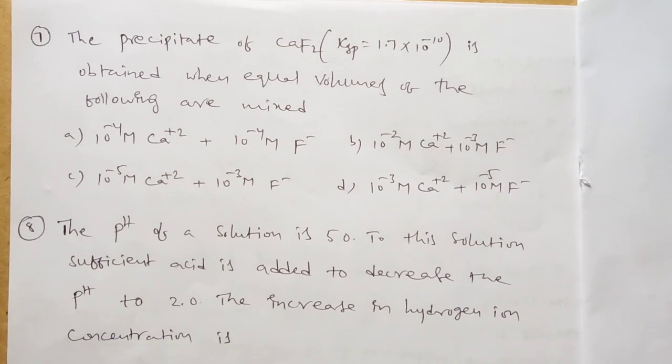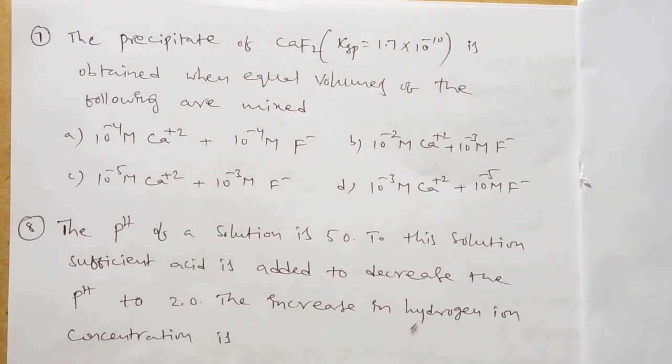So we shall continue the NEET 2020 expected models. Question number 7. The precipitate of CaF2, Ksp equal to 1.7 into 10 power minus 10, is obtained when equal volumes of the following are mixed. So in the given options, concentrations of Ca plus 2 and F minus are given. They are asking about the precipitate of CaF2 obtained.